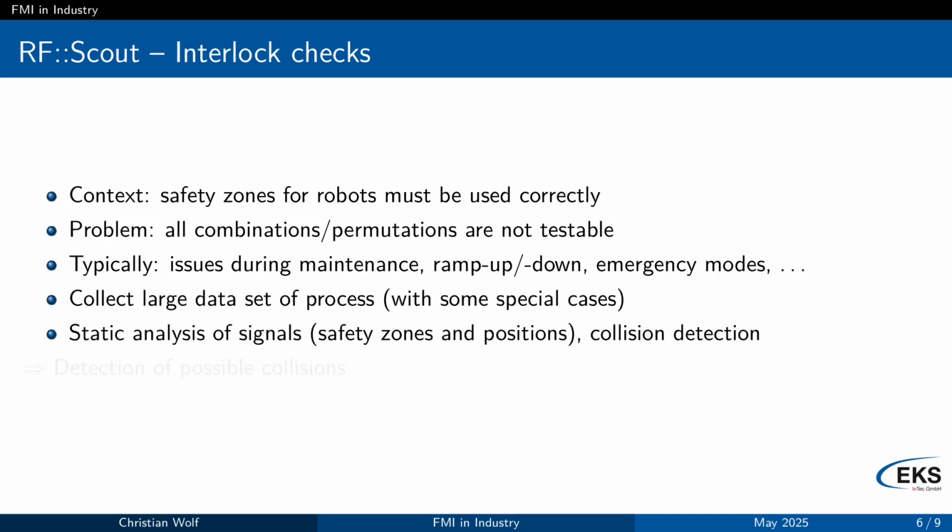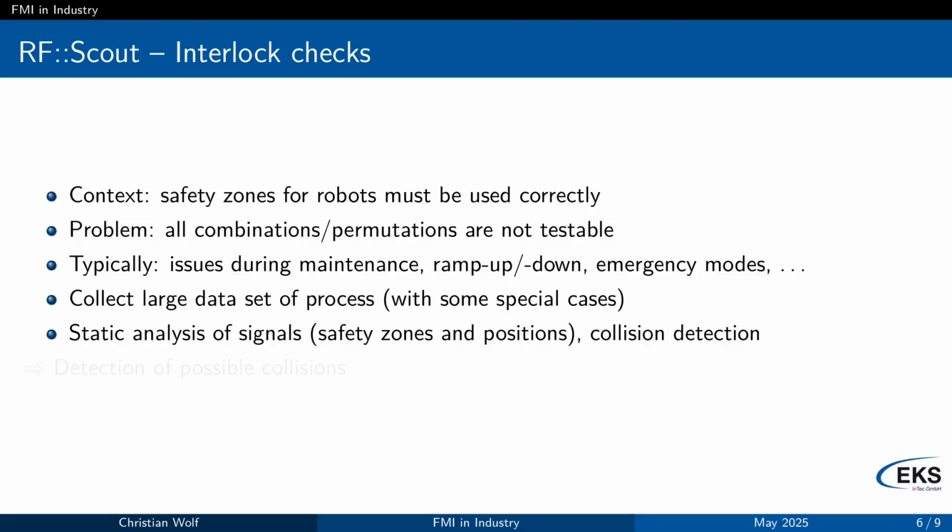So the idea of RF Scout, you collect a rather large data set. Ideally, you have some of these special cases included. And then there is a static analysis where you check if certain conditions are met, like if there are any safety zones defined that are never used for a robot but should be used, there could be a problem. Or if two robots interact with each other, then each of them must use the same safety zones. If there are no common safety zones, they cannot interact. So something like this. These are some rules that are defined.